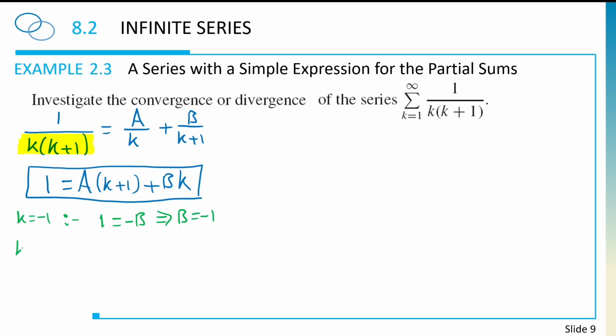Now the next time you can take k as 0. If k is equal to 0, this is 1 equals 0 plus 1a, and this term will be 0, so a equals 1. So this is what we have: a equals 1, b equals -1. To work with this question, you need to add one additional step at the beginning. You need to prepare the partial fractions. You need to work with partial fractions.